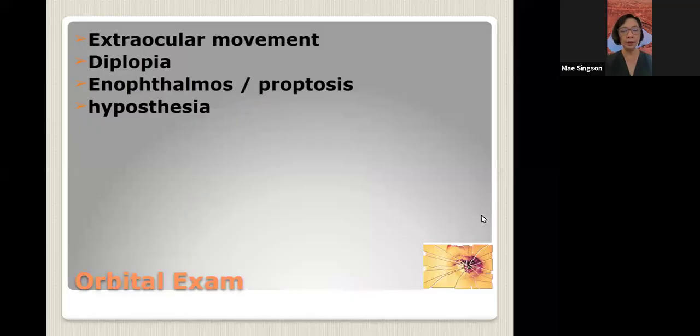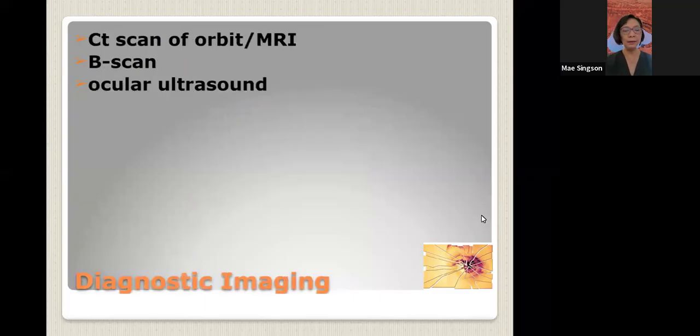Next slide. Evaluate extraocular movement. Find out if there is a presence of diplopia, enophthalmos, proptosis, and hypesthesia. Next. Again, always bear in mind that there is certain imaging that is required in patients who have undergone trauma. Number one is a CT scan or an MRI, a B scan, or an ocular ultrasound.